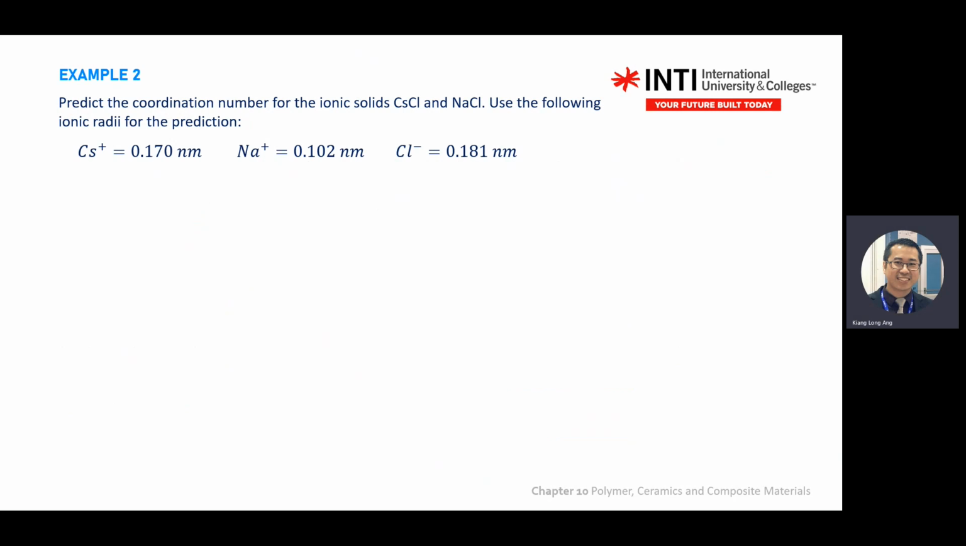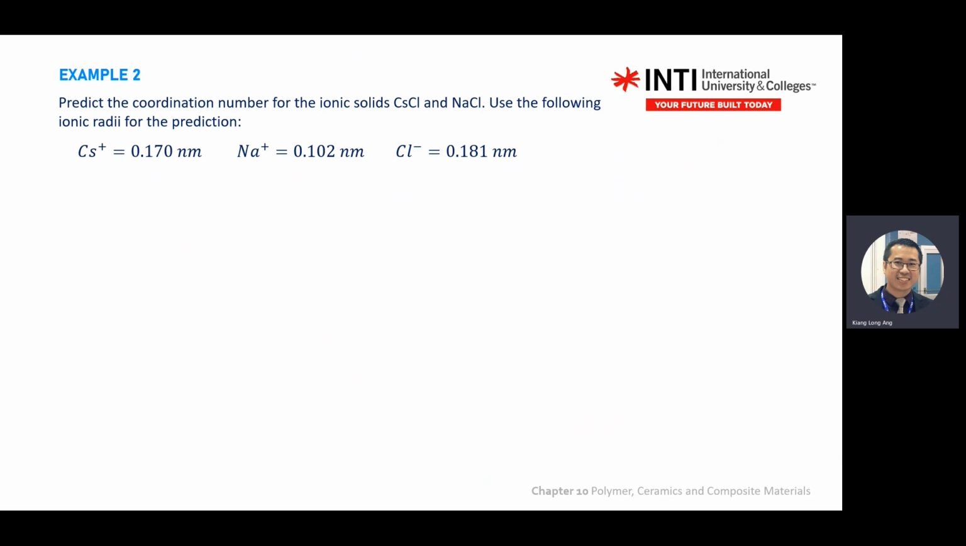Second example, you predict the coordination number if you're given the exact numbers now. The exact numbers now are just an application of the radius ratio equation. So you're given the ionic solids CsCl and NaCl. Use the following to predict the CN number. So you calculate the ratio, then you refer to the table. The first one is quite direct. Of course, you have to identify which one is positive and which one is negative. If you look at the formula, normally the first component is positive, the one at the back is negative.